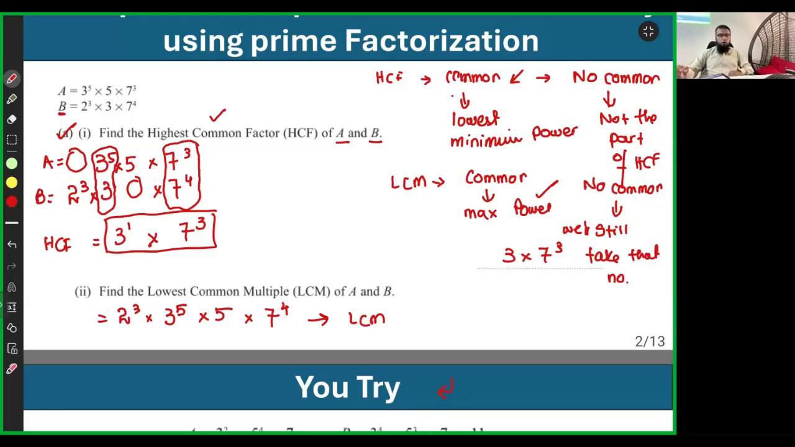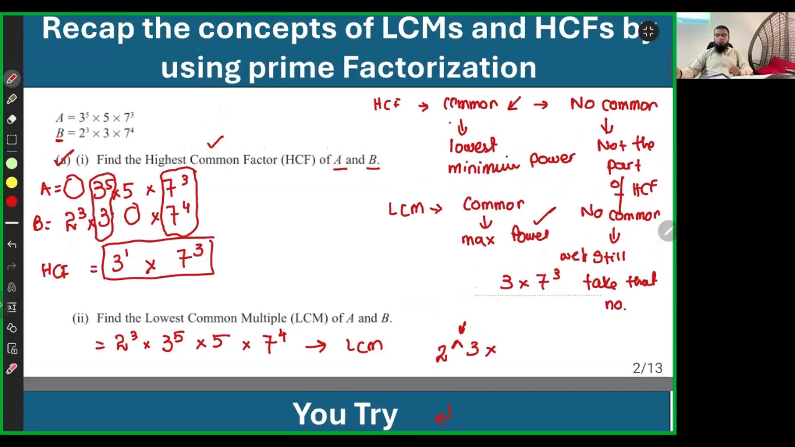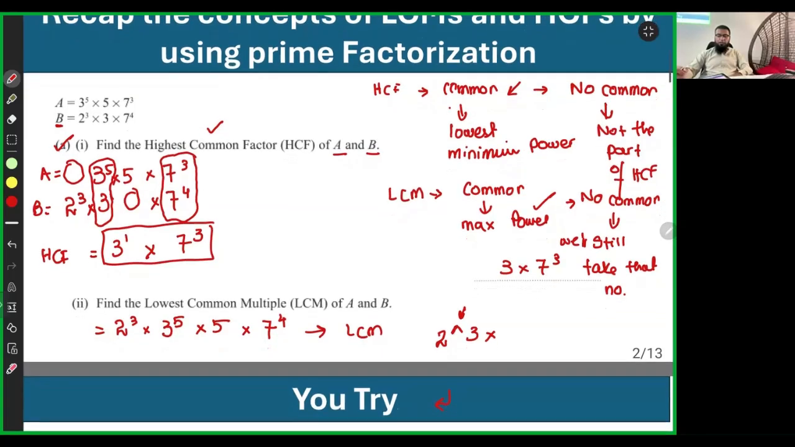ठीक है? So if you are using mobile phones, you can write like, for example, two. There is a this thing you can press. This is called power. So 2 raised to the power cube you can write like this. Got it? And for multiplication you can use x. Clear? चलें जी. If there is no common, you can skip. ठीक है? HCF में if there is no common, वो नहीं फिर आप लेंगे. Okay जी. Now your time starts now.